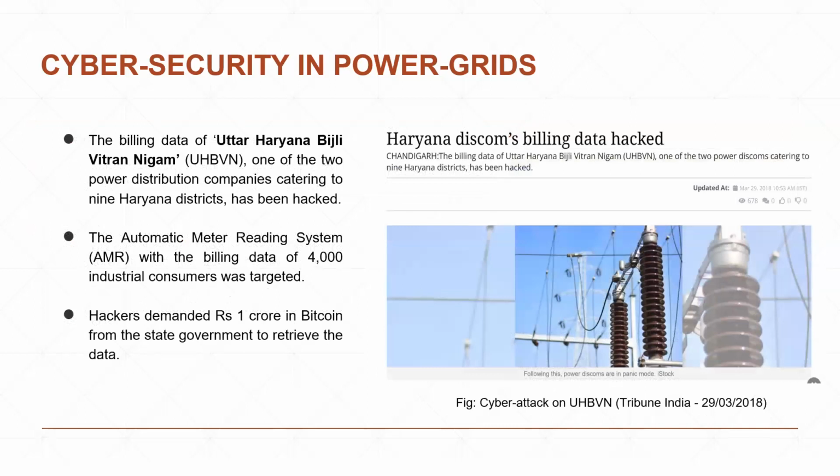Another such cyber attack was against UHBVN in 2018. Billing data of 4,000 customers in the automatic meter reading system inside the power grid was targeted, and the attackers demanded 1 crore in Bitcoin to retrieve the data.